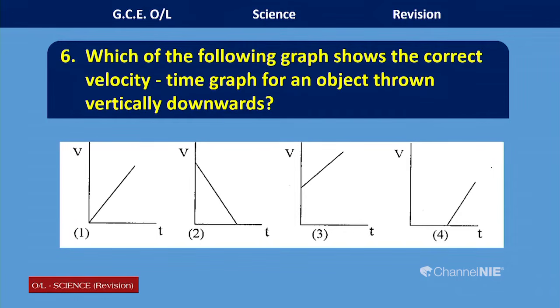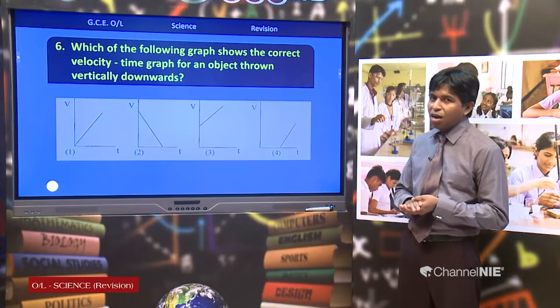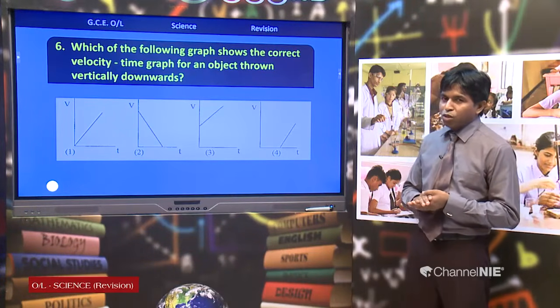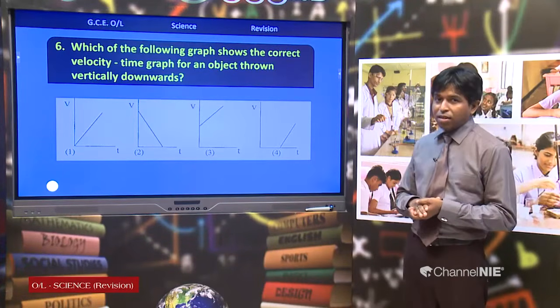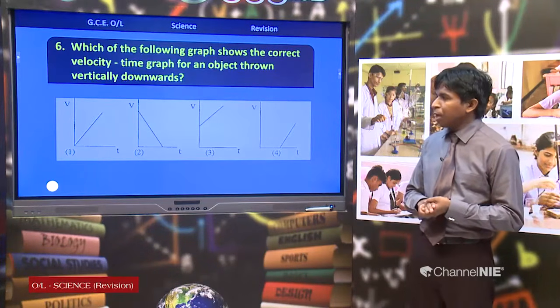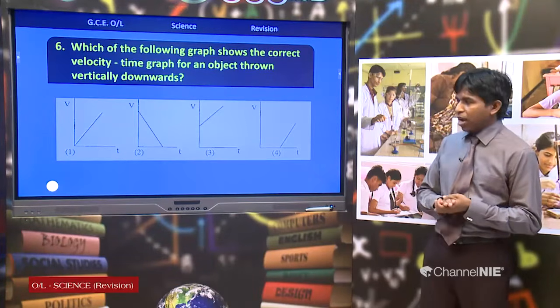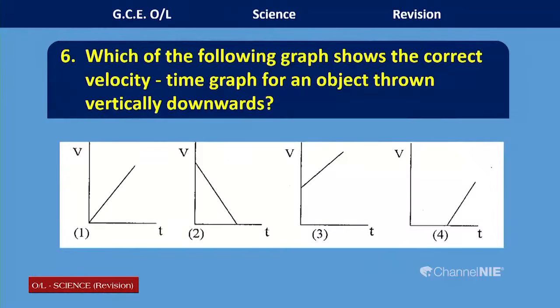What are the most important words in this question? Object thrown vertically down. It is not dropped, it is not released from rest, it is thrown vertically down. That means the initial velocity can't be 0, that is the most important thing. Most students will tend to underline the first answer, because velocity increases due to gravitational acceleration, which is constant, but here the answer is not the first one. If an object is released from rest under gravity, we call it free fall, and then the answer is the first one, but here the first one is not the correct answer.